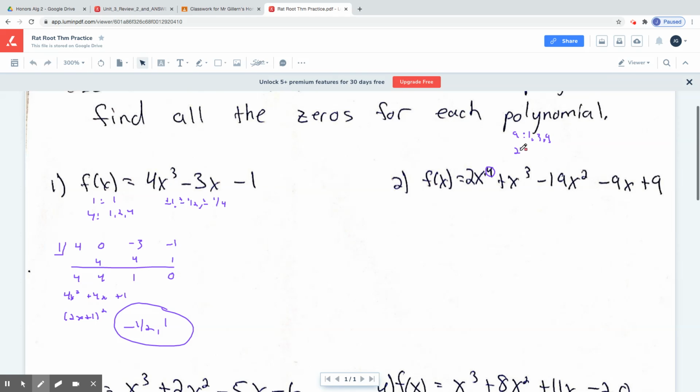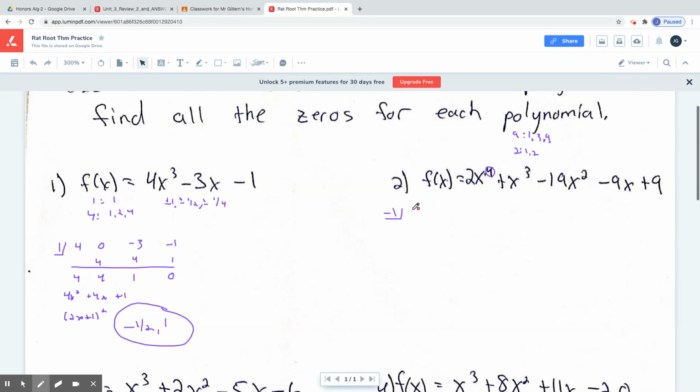Then we have 2, which is 1 and 2. So the whole numbers it could potentially be are plus or minus 1, plus or minus 3, plus or minus 9, then 1/2, 3/2, 9/2. All right, like I said, I would always start with 1, and then I normally go with negative 1. 1 does not work, I believe. So to save time, I'm not going to throw all the ones that don't work. I believe negative 1 works.